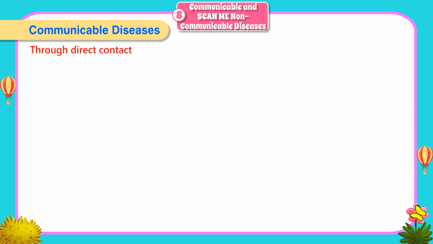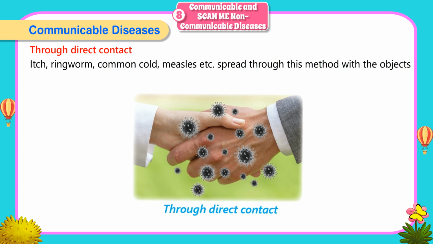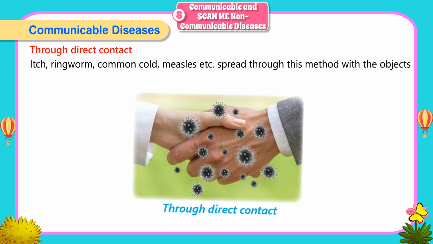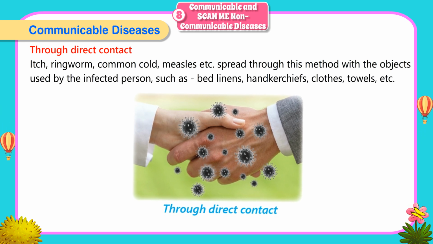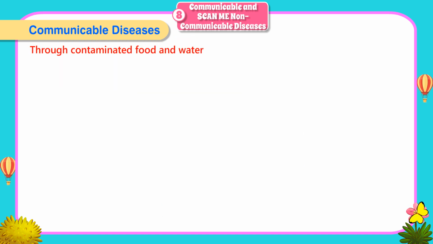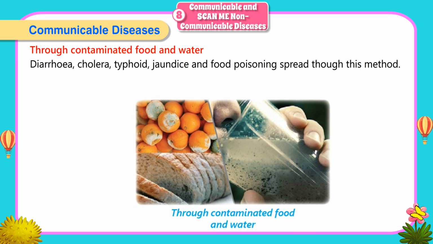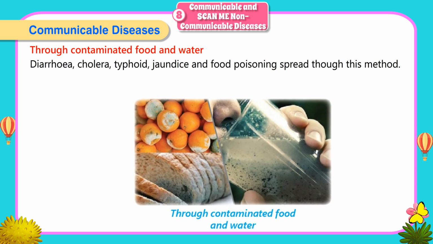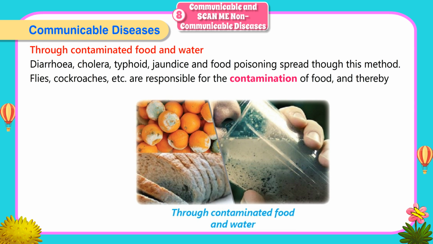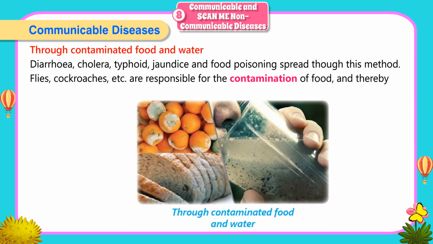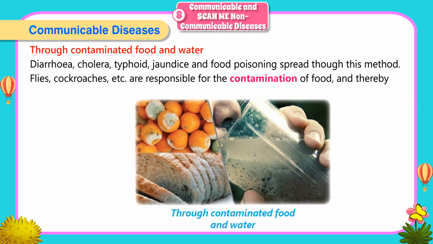Through direct contact. Itch, ringworm, common cold, measles, etc. spread through this method with the objects used by the infected person, such as bed linens, handkerchiefs, clothes, towels, etc. Through contaminated food and water. Diarrhea, cholera, typhoid, jaundice and food poisoning spread through this method. Flies, cockroaches, etc. are responsible for the contamination of food, and thereby people often fall sick.